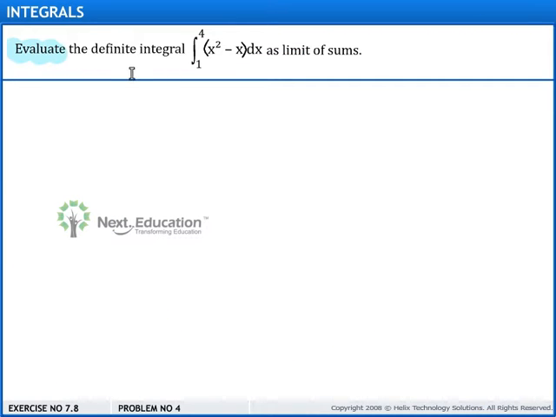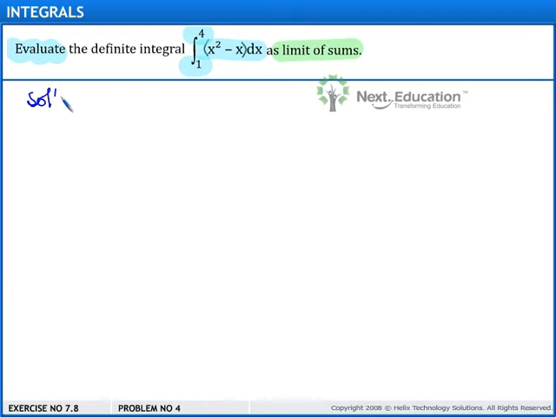Question: we have to evaluate the definite integral of x square minus x dx from 1 to 4 as the limit of sums. Let's begin with the solution. And we have to evaluate this integral.